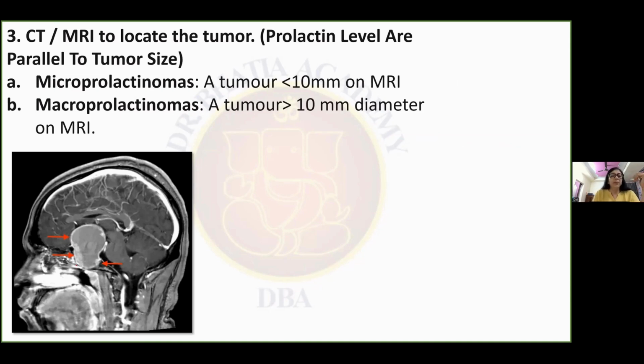Radio imaging will give you a similar picture. This is the sella, and this is the rise of the pituitary. You can see the huge mass which is compressing the chiasma. So microadenomas are less than 10 mm, macroadenomas are more than 10 mm.